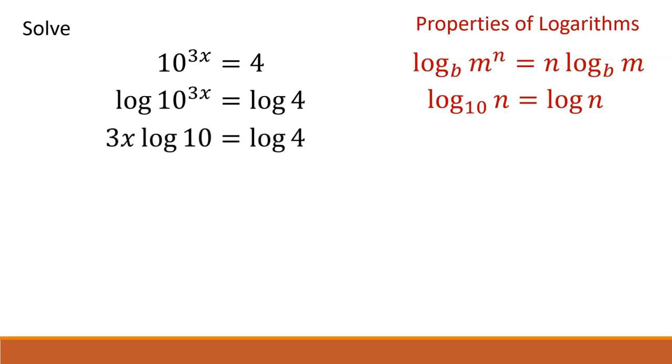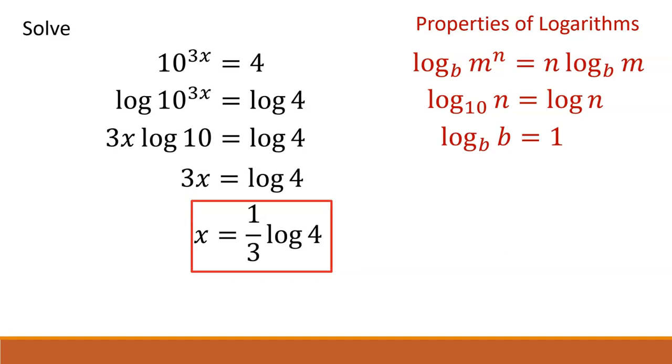That allows us to take that 3x in the exponent and bring it down front and multiply it times the log of 10. That log of 10 is interesting because we can deal with that using this property of logs. The log base b of b is 1. Remember, the base on our log is 10, and we have the log base 10 of 10 right here as a factor. That's equal to 1. So 3x times 1 is just 3x. If we multiply both sides of the equation by 1/3, we'll have our answer. X equals 1/3 times the log of 4.